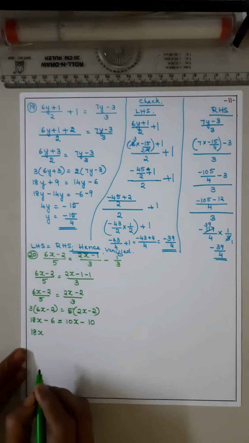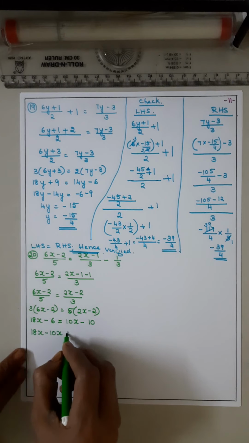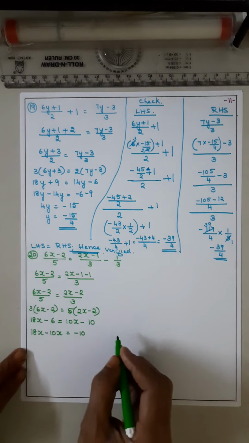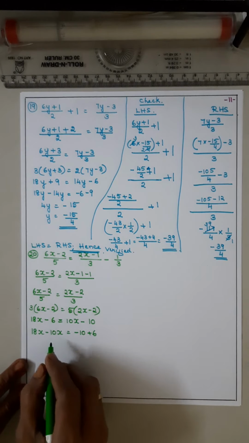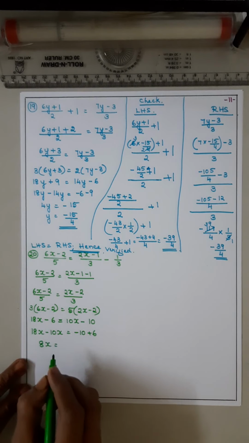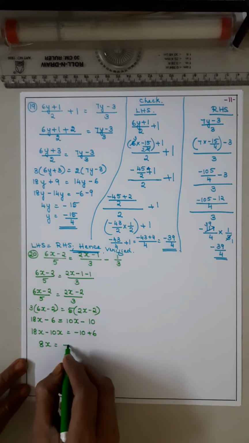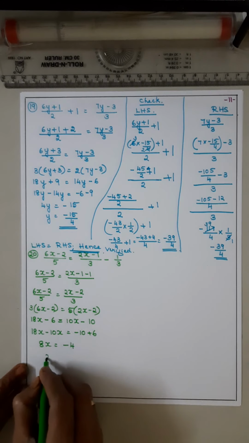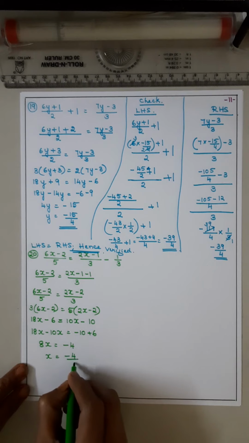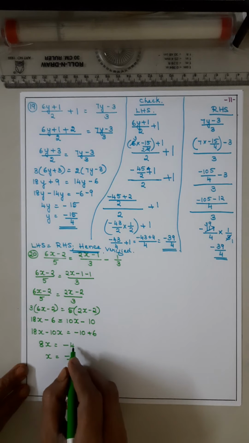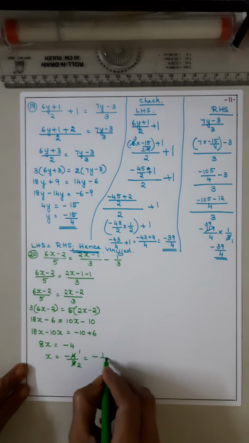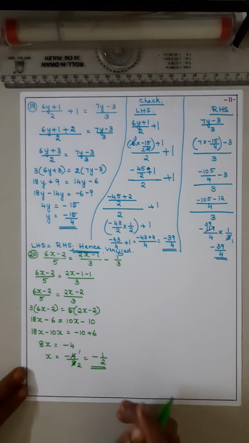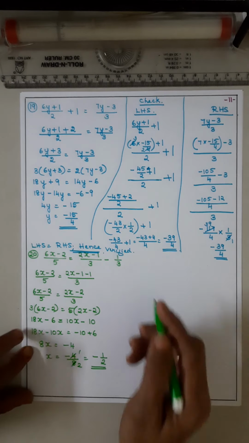Now take x to the same side. So 18x minus 10x is equal to -10. -6, now it will become +6. Now here, how much will it be? 8x is equal to -10 plus 6 will be -4. So x is equal to -4 upon 8. Remember, -4 upon 8. 4 1s are, 4 2s are. So the answer will be -1/2. This is the value of x. Now check.